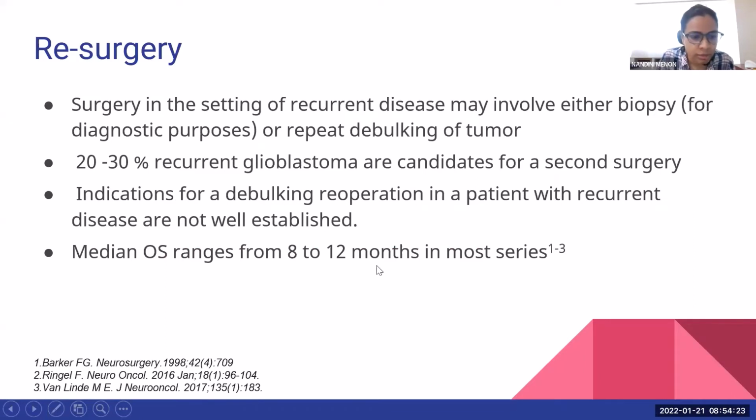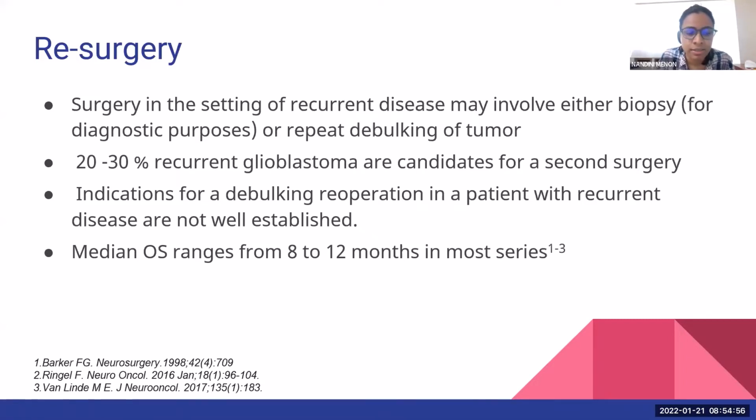What is the role of surgery? In select patients, a second surgery is possible, or it might be just a biopsy for diagnostic purposes, which is done less frequently, unless there is a very big diagnostic dilemma on whether it is radiation necrosis versus progression. But usually it is done for debulking of the tumor, where there is a lot of mass effect. But no one has defined the indications, who should be the candidates among patients with recurrent disease. No trial or formal criteria or guidelines are available.